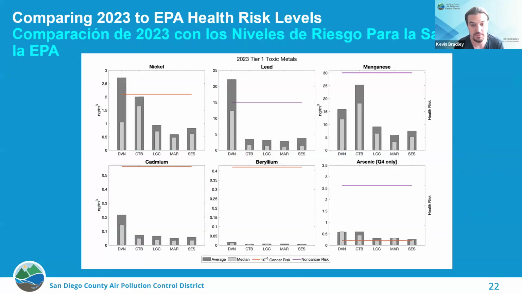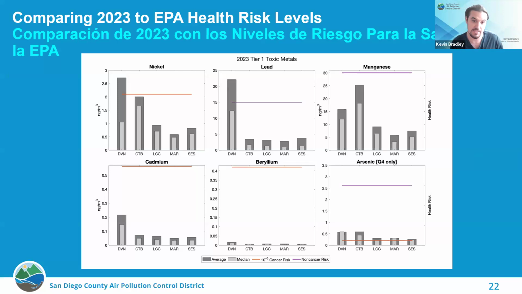Next slide, please. Okay, so kind of a lot going on in this slide. What I want to point you to first, or just describe, is what we're seeing here. These bar graphs are telling us what the average level was for each of these metals at each of our sites in 2023. For example, for nickel at our Donovan site, DVN, our average for 2023 was around 2.7 nanograms per cubic meter.